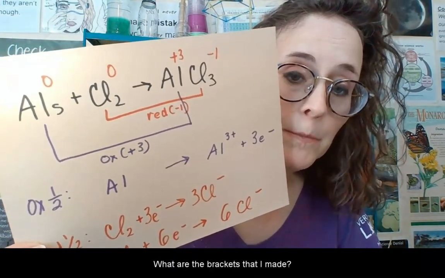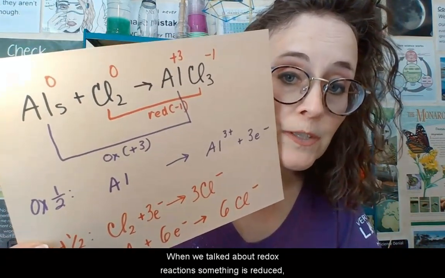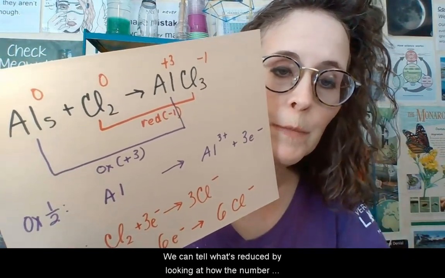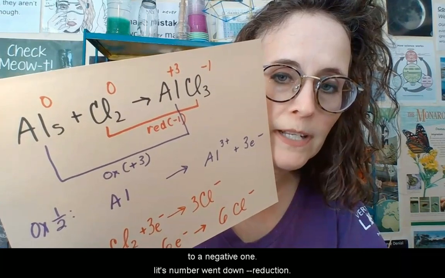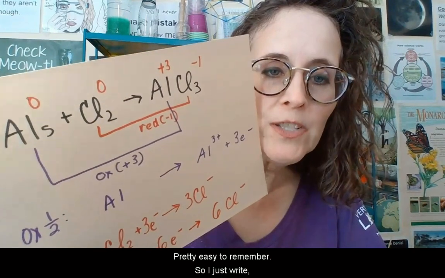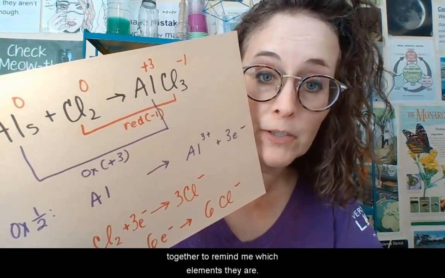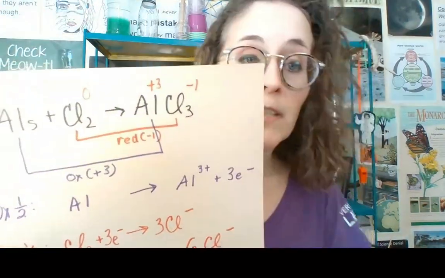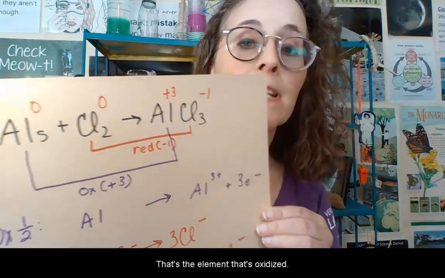Look at the brackets that I made. When we talk about redox reactions, something is reduced and something is oxidized. We can tell what's reduced by looking at how the number changes. Chlorine goes from a 0 to a -1. Its number went down. Reduction. Pretty easy to remember. So I write red, negative however many it went down, and I tie the two together to remind me which elements they are. And then oxidation, the number goes up. Aluminum went from a 0 to a +3. That's the element that's oxidized.